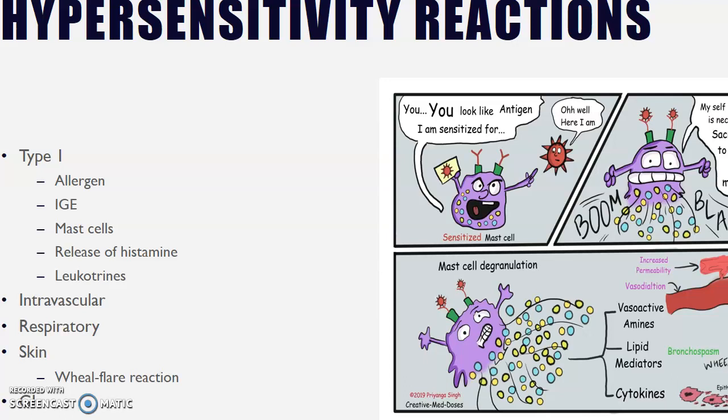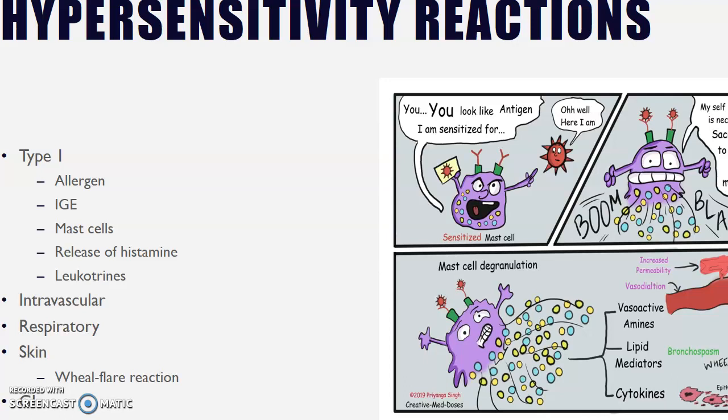We can have the respiratory hypersensitivity type 1 reaction. And this is going to be your allergic rhinitis. This is going to be your asthma. This is going to be those patients that wheeze for no reason. It can cause bronchospasms.